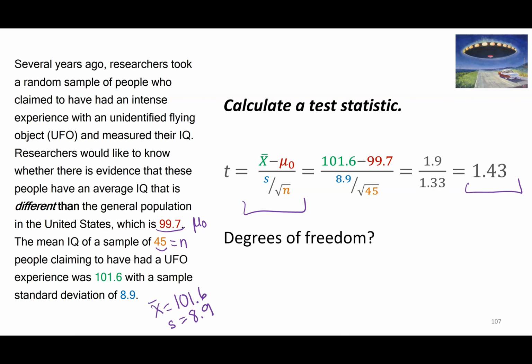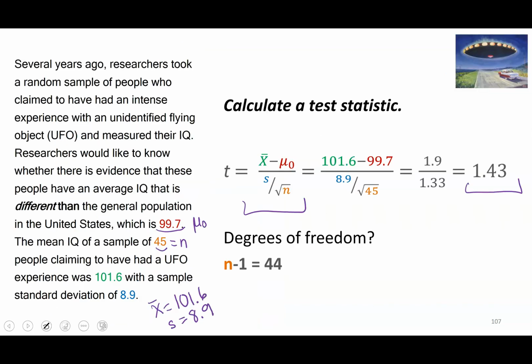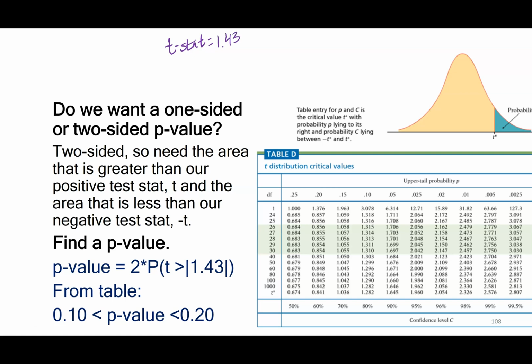Then for degrees of freedom, that's going to depend on your sample size. n minus 1, so that's 45 minus 1, it's 44. So now it's time to look for that p-value. So I have a t statistic of 1.43 and degrees of freedom equal to 44. Looking here, I want the row with 44. I don't see a row with 44. So I have to pick between 40 and 50.